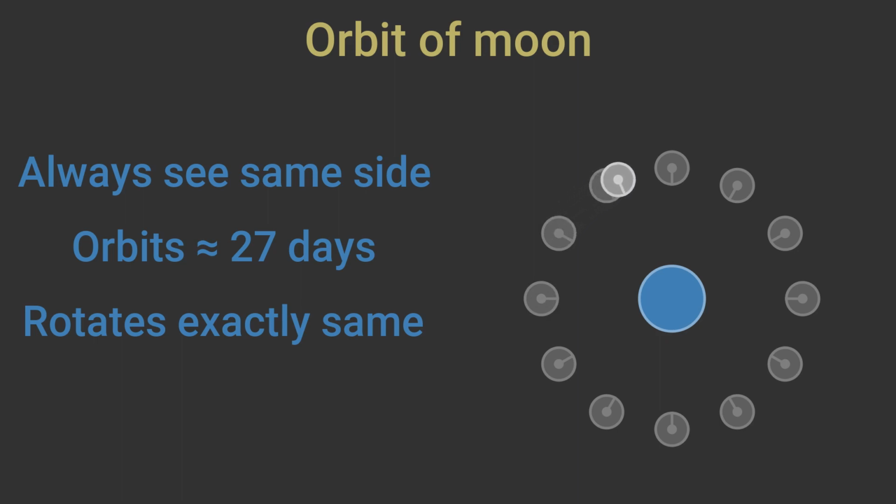In this scenario, we are the large coin, and to us the moon doesn't appear to be rotating at all, but to a distant observer, the moon's rotation will be visible.